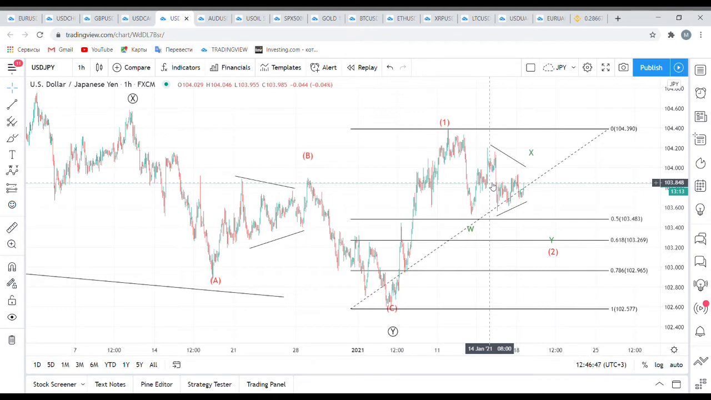For this pair, as well as for the franc, we most likely get a complication in wave 2 up to a double zigzag with a triangle in wave X. But if we exit from this triangle in an upward direction, then we will know that all this upward movement is developing in the form of a correction, because there are no triangles in waves 2.